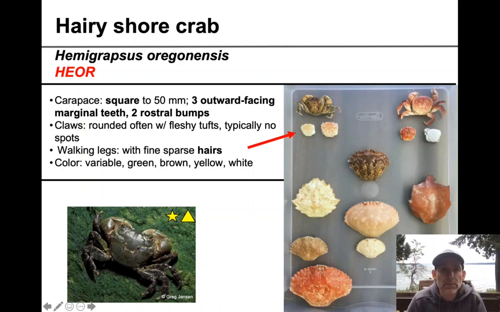Moving on, let's talk about some of our native shore crabs. By far, the most abundant of our native shore crabs is the hairy shore crab, Hemigrapsus oregonensis, or HEOR. If we were doing this tutorial in person, I would have a tray, as is illustrated here, that would show you the different molts of these various crabs.